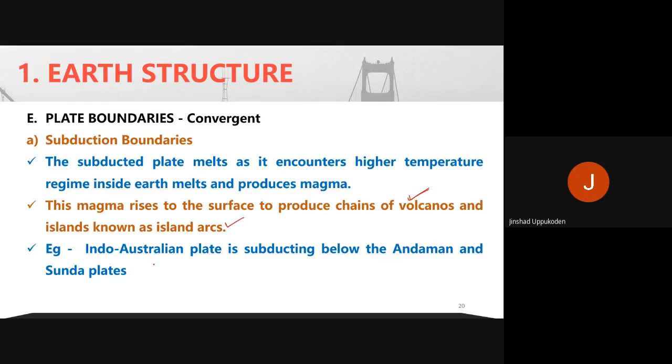The best example is the Indo-Australian plate subducting below the Andaman and Sunda plates. The Andaman and Sunda plate is actually a small subplate, occurring near the Andaman area. As such, it is a place of subduction boundary.